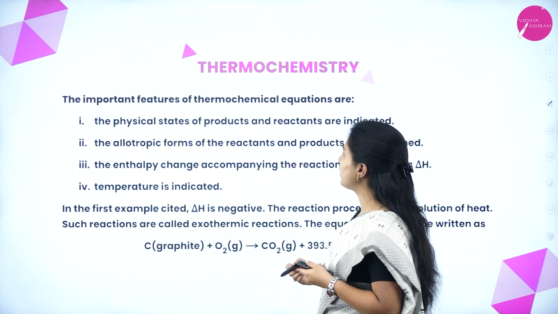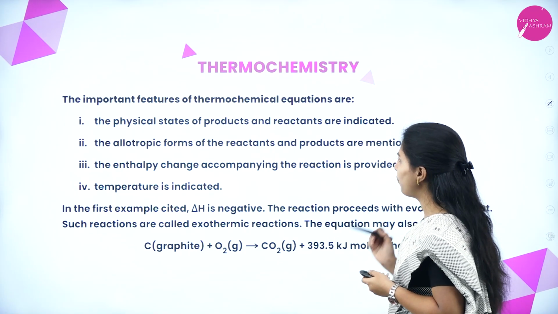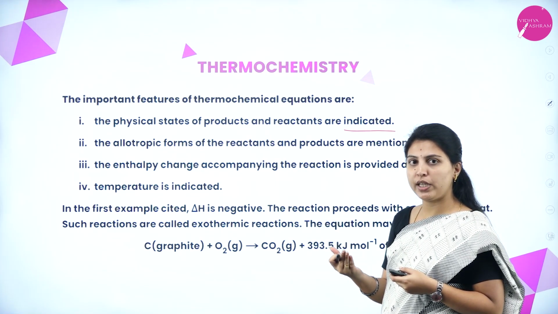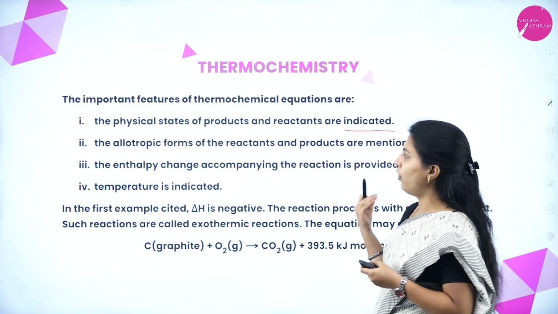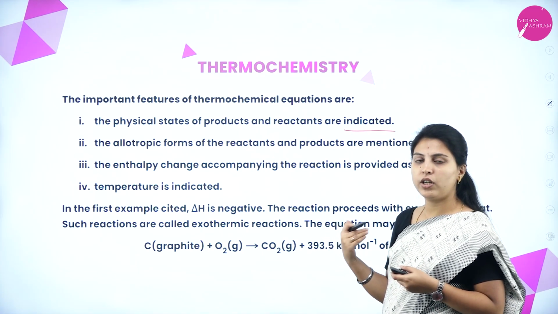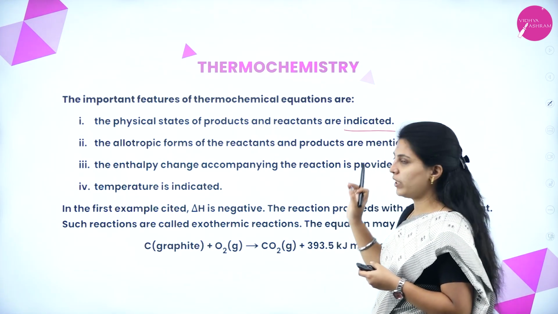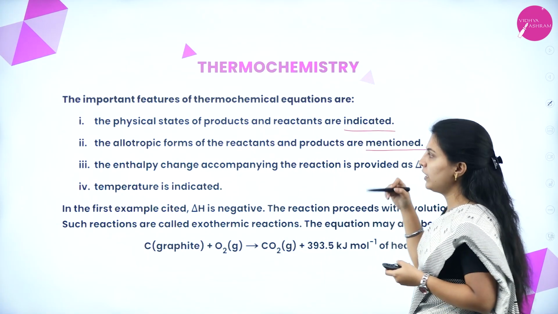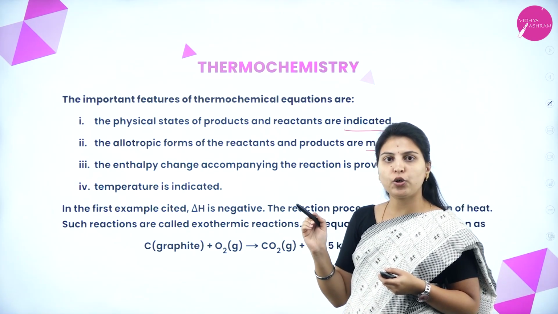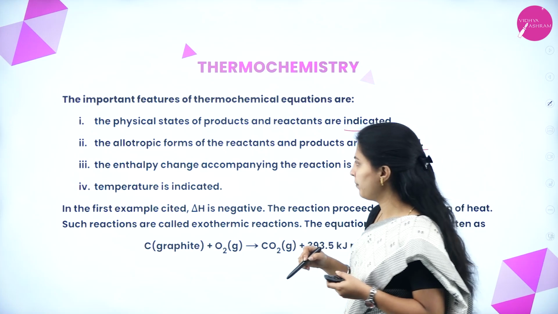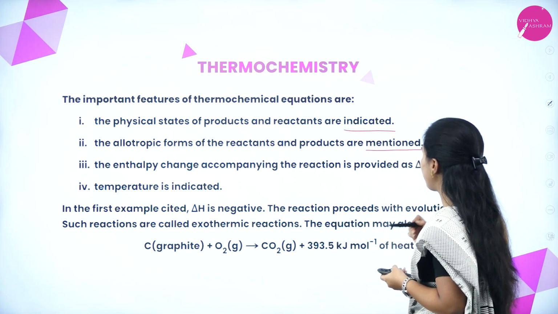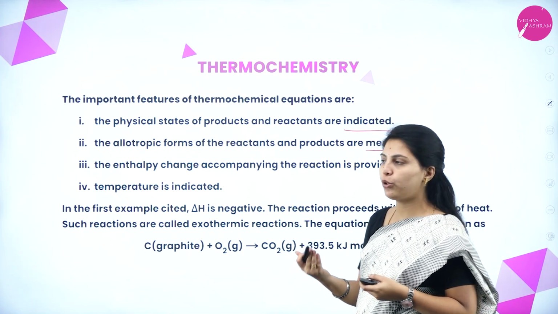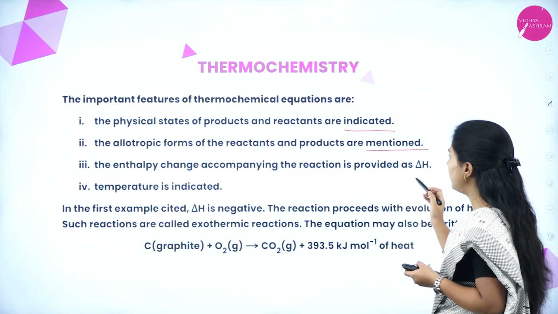Next, important features of thermochemical equations: the physical states of products and reactants are indicated, whether solid, liquid, aqueous or gas, as present in the reaction. The allotropic forms of the reactants and products are mentioned. In the previous reaction, carbon in the allotropic form of graphite, that also you have to mention. The enthalpy change accompanying the reaction is provided as delta H.